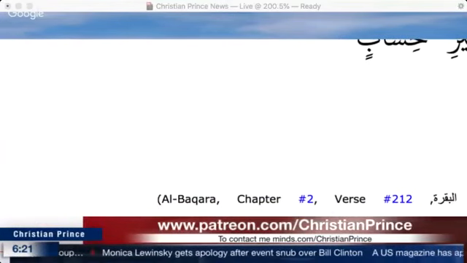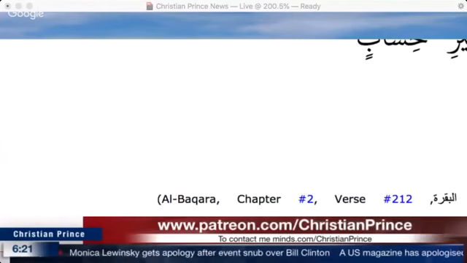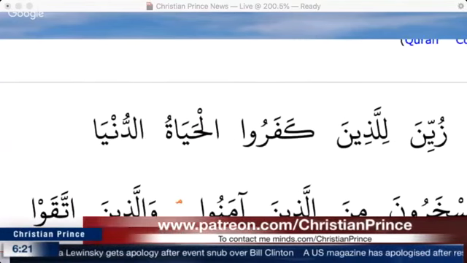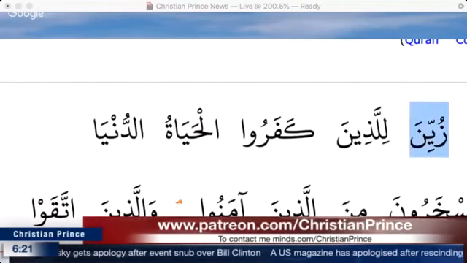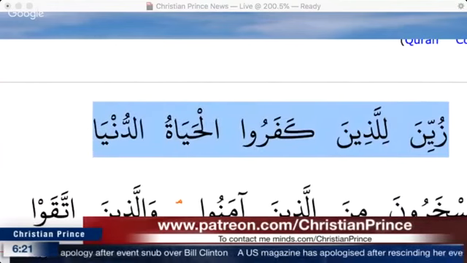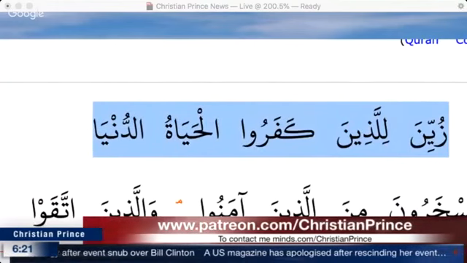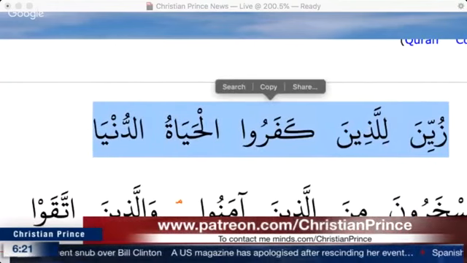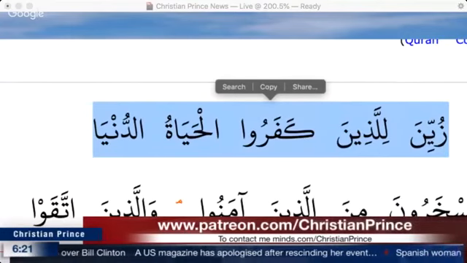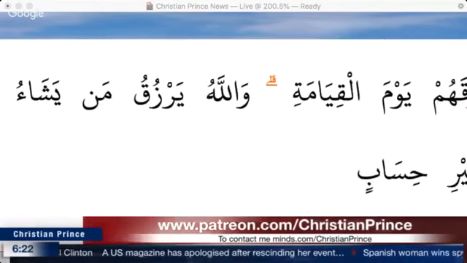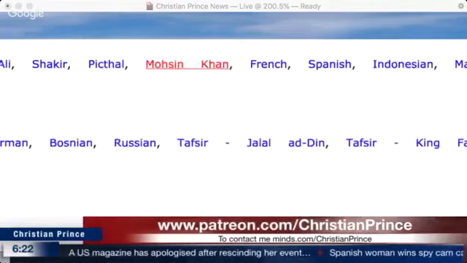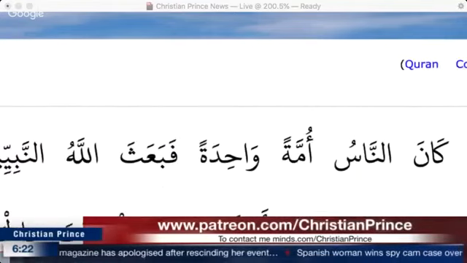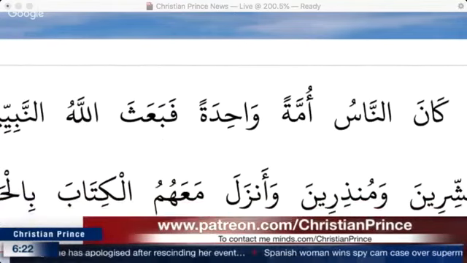Chapter 2, verse number 212. It says, it is beautified for those who are kuffar, the life. It's beautified by whom? By Allah. So successful people like Bukhari and Abu Dawood, and the Khalifas, Allah made them misguided, and Allah is the one who made them see things in a different way.